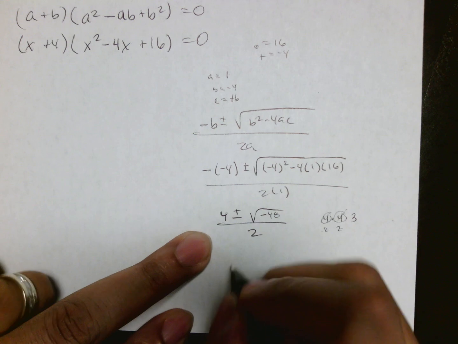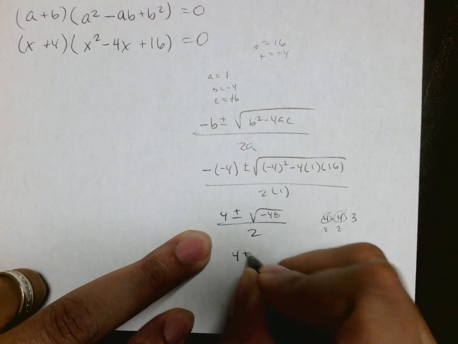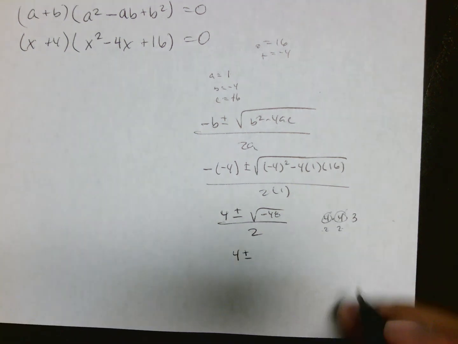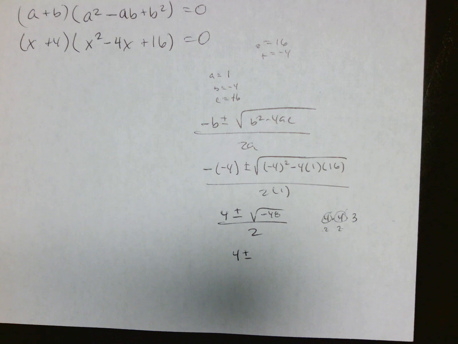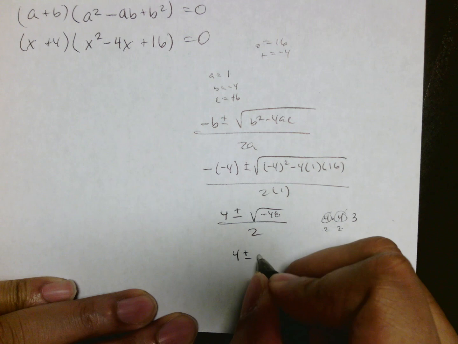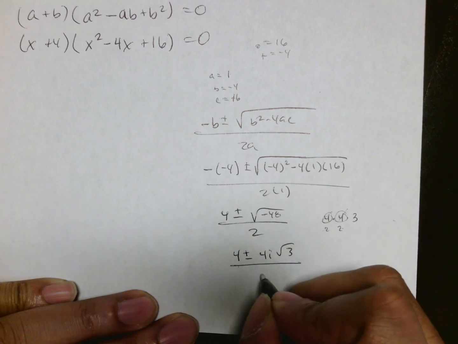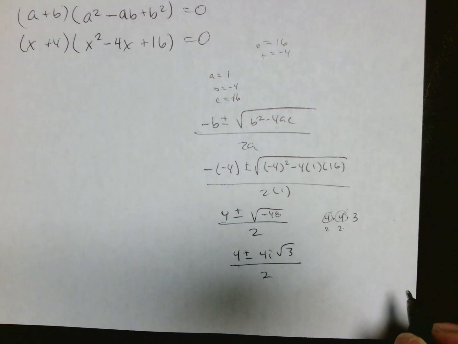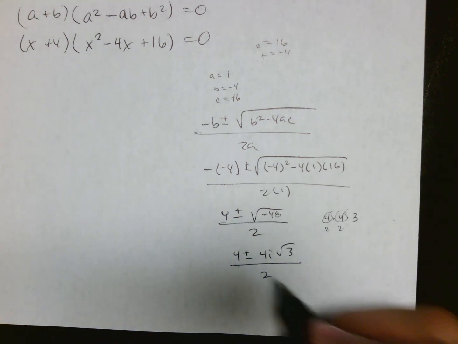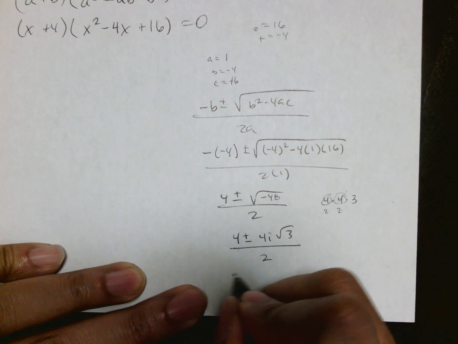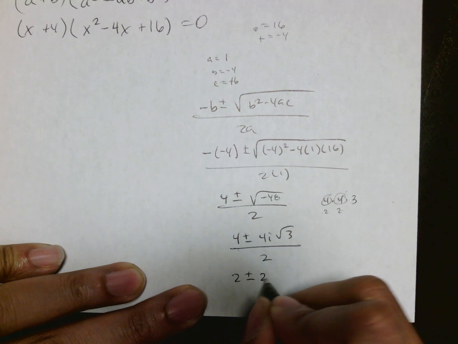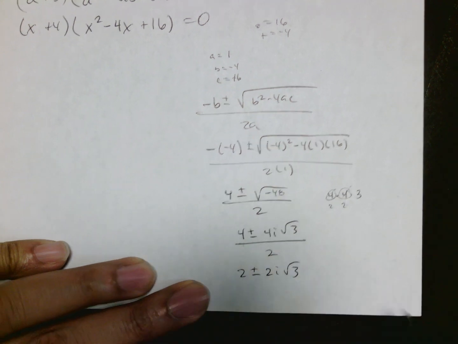So this actually simplifies to be, and feel free to bring it up to me at some point. I will break it down to you, but you need to have this skill down at that point. So I'm working through this just for the sake of your notes. But it would be 4 plus or minus 4i, because remember it was negative, root 3 all over 2. And now you can actually break it down, because both of these can be divided by 2 to be 2 plus or minus 2i root 3.